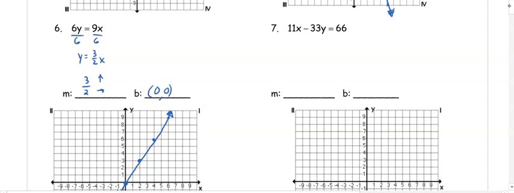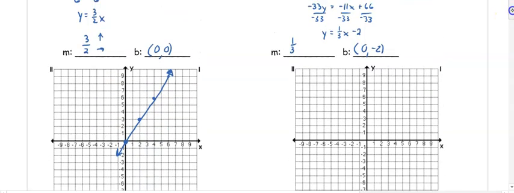In number 7, in order to solve for y, first we're going to subtract 11x from both sides. -3y equals -11x plus 66. We can divide by -33. Y equals 1/3 x minus 2. So our slope is 1/3. Our y-intercept is 0, -2.